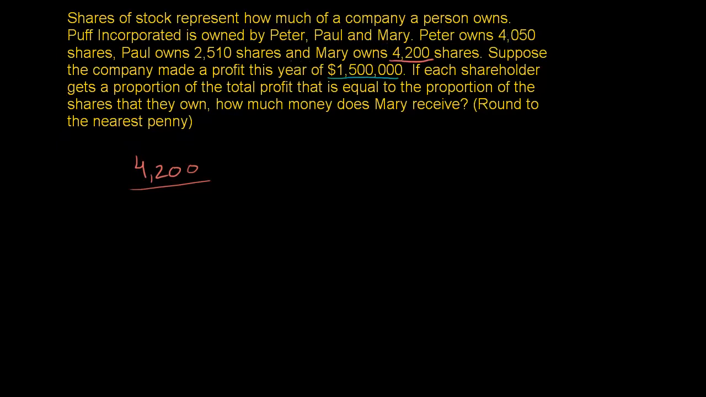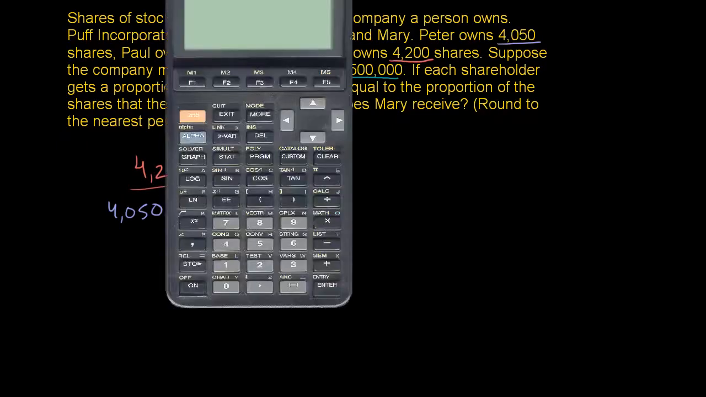So we know that Peter owns 4,050 shares. We know that Paul owns 2,510, and of course we know that Mary owns 4,200. So this is the fraction of the profit that Mary should be getting. Let's figure this out with the calculator.